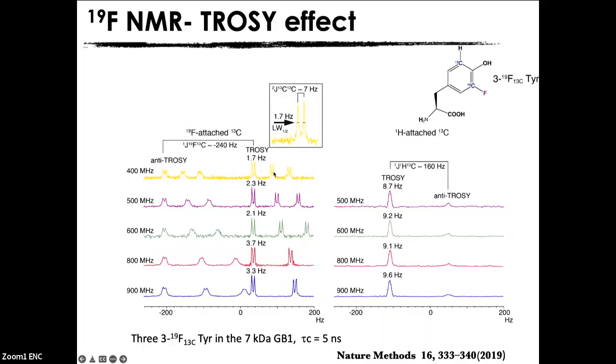And the other thing you'll notice is that the TROSY component changes sides. The carbon-fluorine TROSY component is on the right-hand side, whereas the carbon-hydrogen TROSY component is on the left-hand side. And I was wondering why this is. And when Ilya told me that it is because the carbon-fluorine J coupling is negative, that was the first day I even knew that J couplings can be negative.